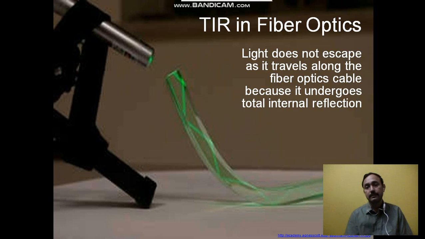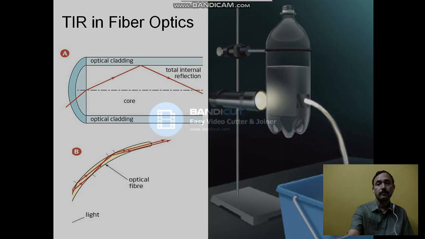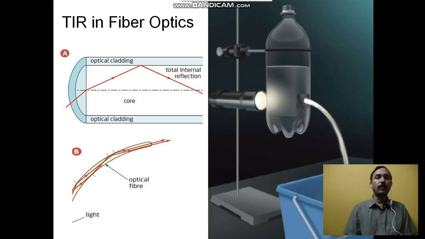Courtesy of this picture is eacademy.agnescott.edu. Total internal reflection in fiber optics cable. Picture A is showing us the cross-sectional view of a fiber optic cable. Now, the inner one is known as the core and the outer one is known as the cladding. The inner material is more dense than the cladding, that is, the core is denser than the cladding.